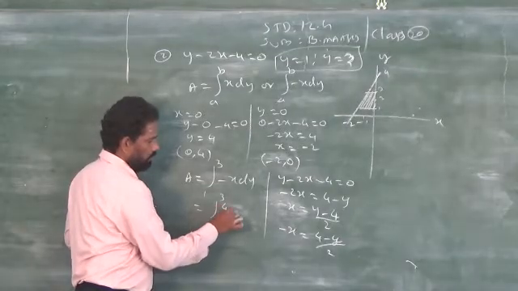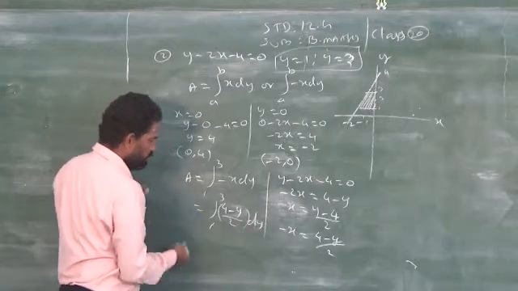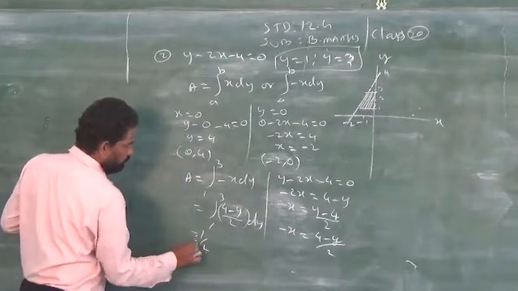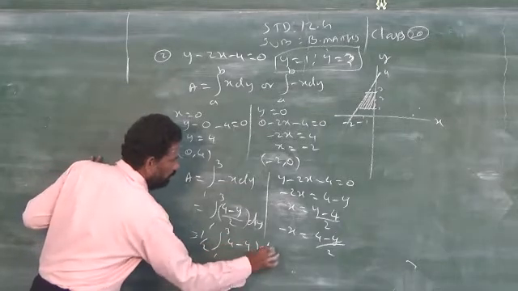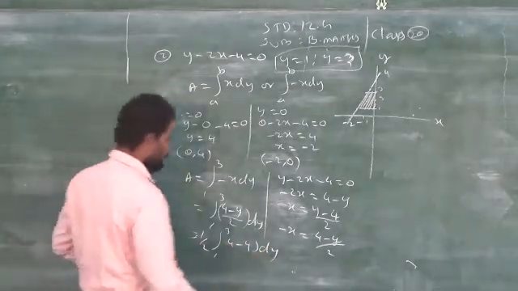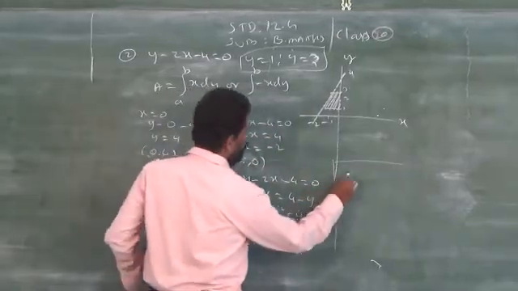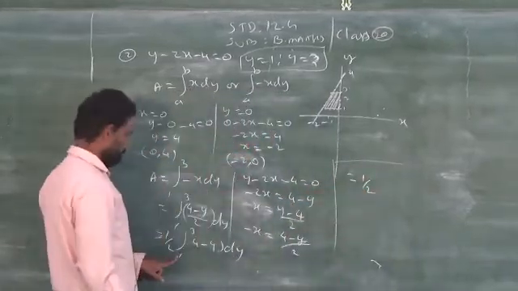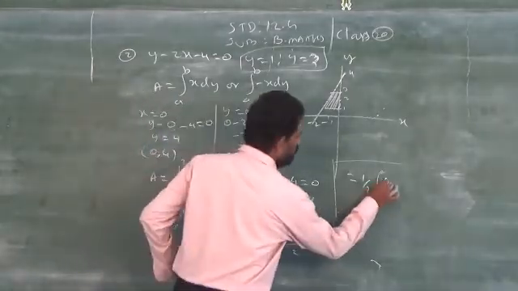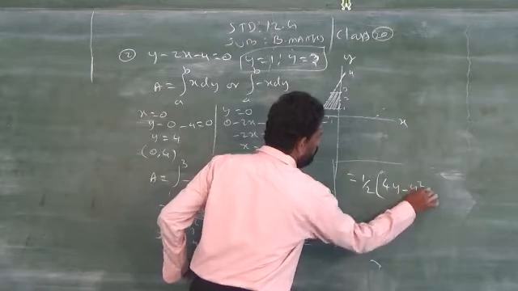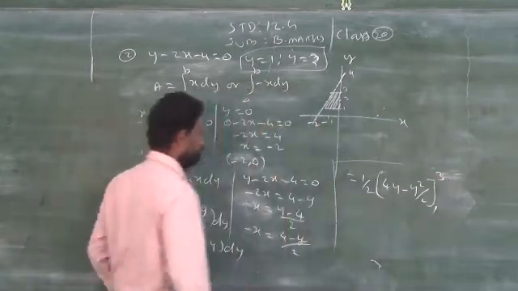So integral of 4 minus y by 2 into dy. As usual in integration, you take 1 by 2 outside. So 1 by 2, integral of 4 minus y into dy. Clear? After that, see the diagram, that is 1 by 2, integration of 4 is 4y minus y square by 2, with limits 1 to 3.